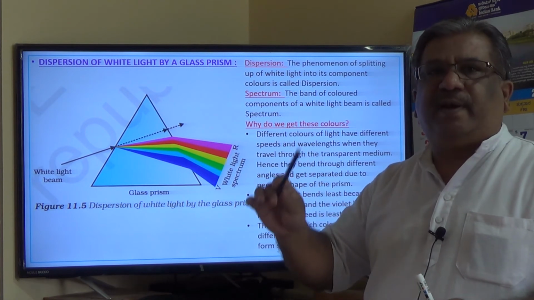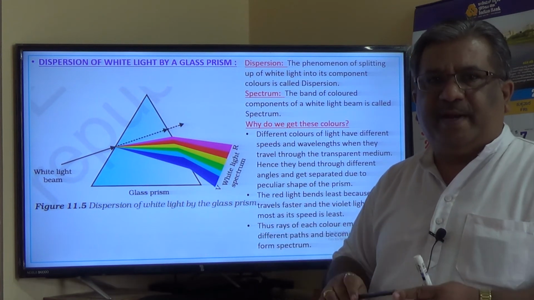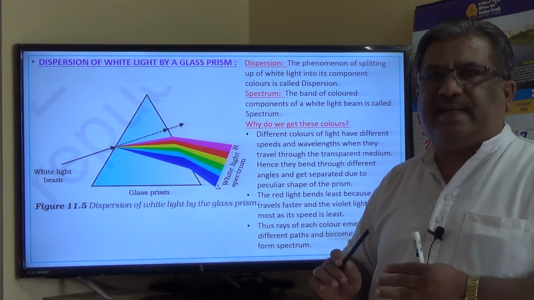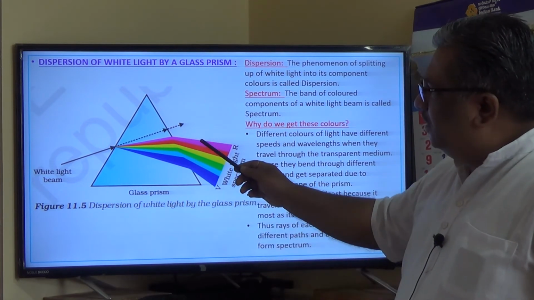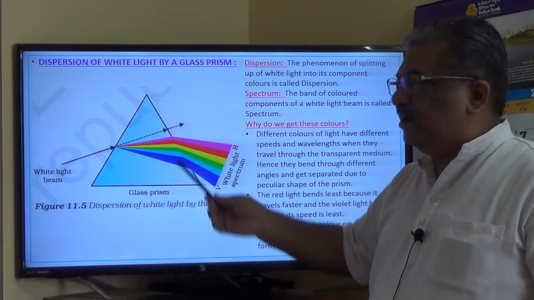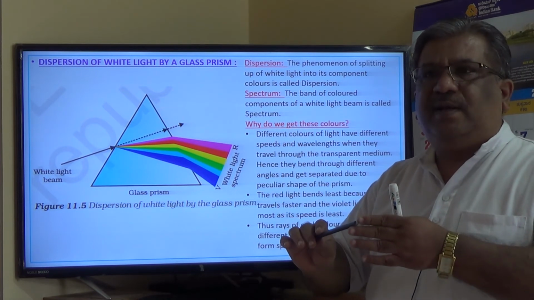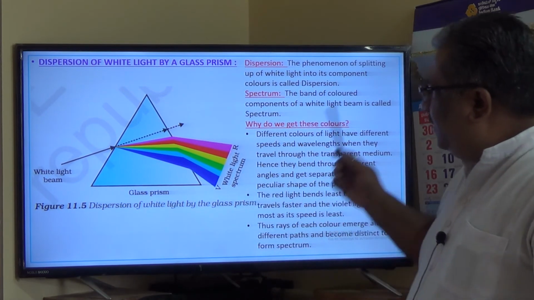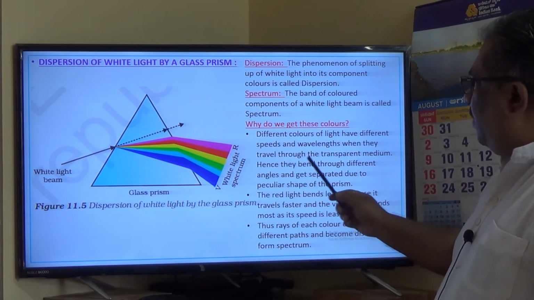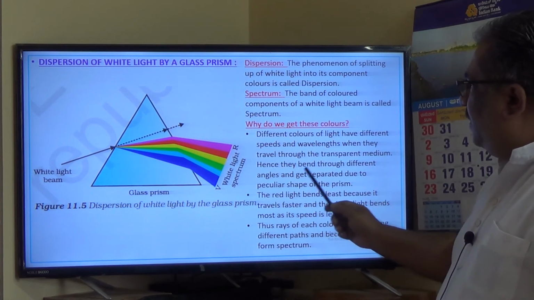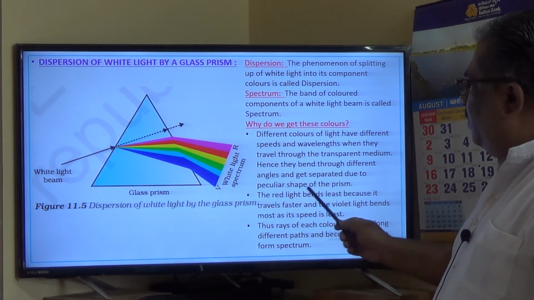Refraction is the bending of a ray of light due to decrease in speed when it passes from one transparent medium to another. Therefore, refraction takes place and the bending of these lights takes place. Now, all these different colors have different speeds in a particular medium, and therefore they bend towards the normal by different angles. So let us read the expression here. Different colors of light have different speeds and wavelengths when they travel through the transparent medium. Hence, they bend through different angles and get separated due to the peculiar shape of the prism.